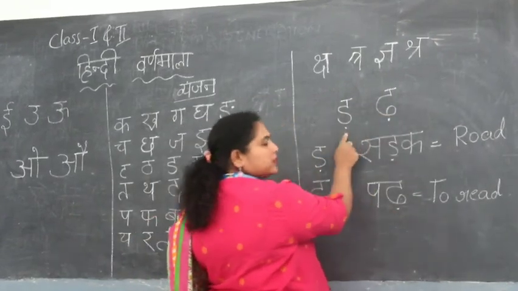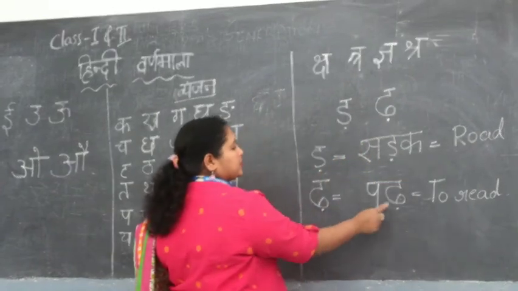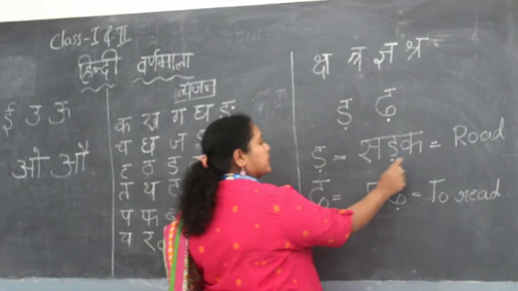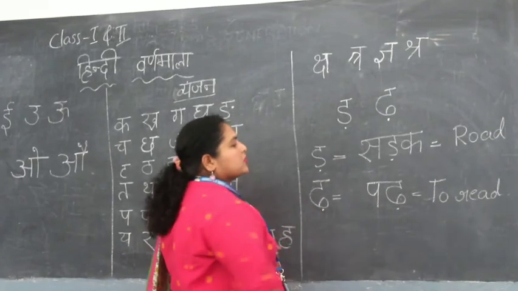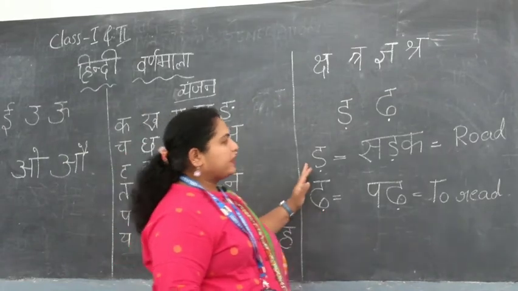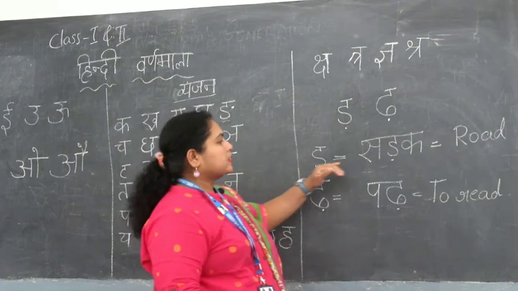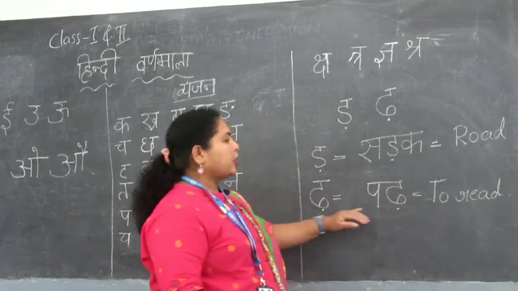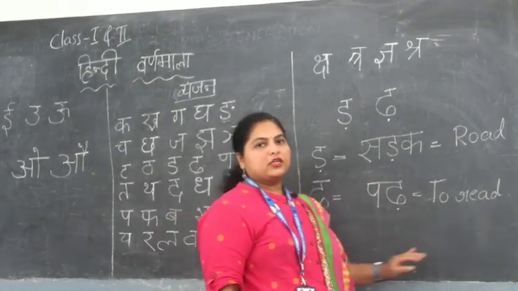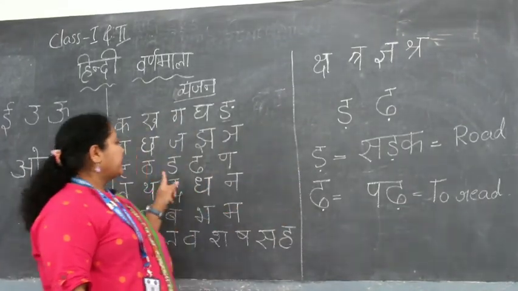Ksha, tra, gnya, shra. Then you have Atiriktakshar. Da, dha. Da says sadak, dha says padh. So I want you all to write this down, children. This is a new letter which we will be incorporating in the words. Da says sadak, dha says padh, that's to read. Okay, so there is a difference between da, dha and da, dha.